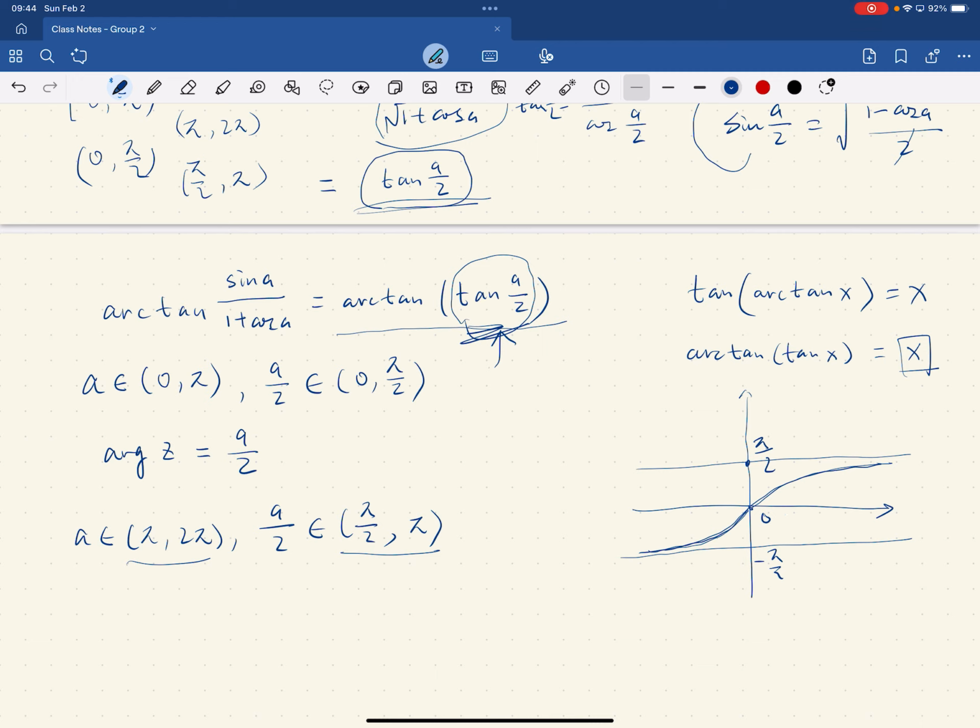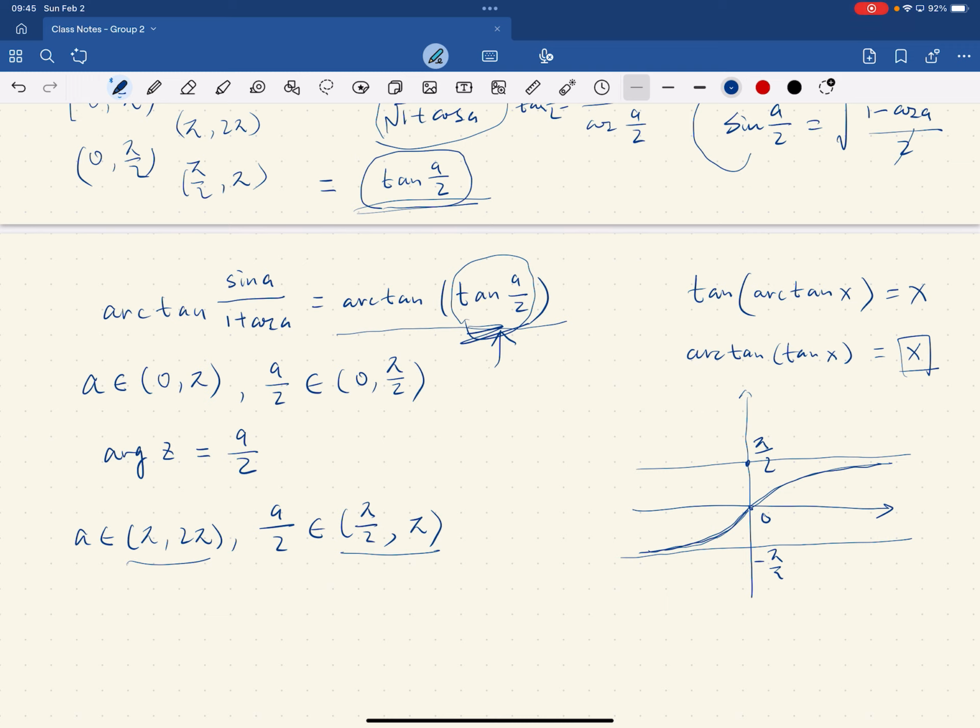So what do you do? You take out pi from it, right? Because when you're in quadrant 2, you want to go to quadrant 4. You take out pi from it, it goes into quadrant 4. Minus pi. Okay? A over 2 minus pi would get us into quadrant 4.